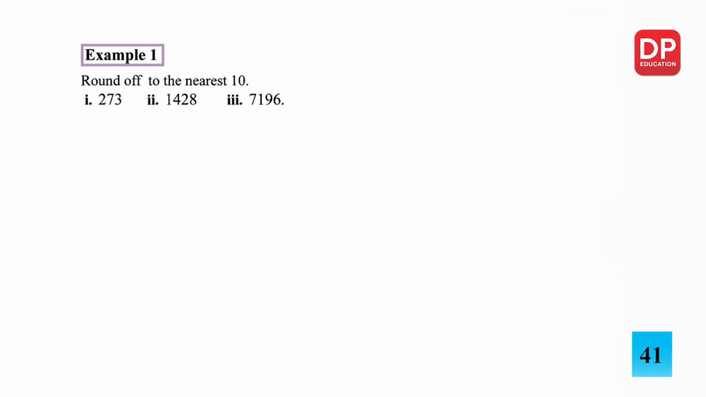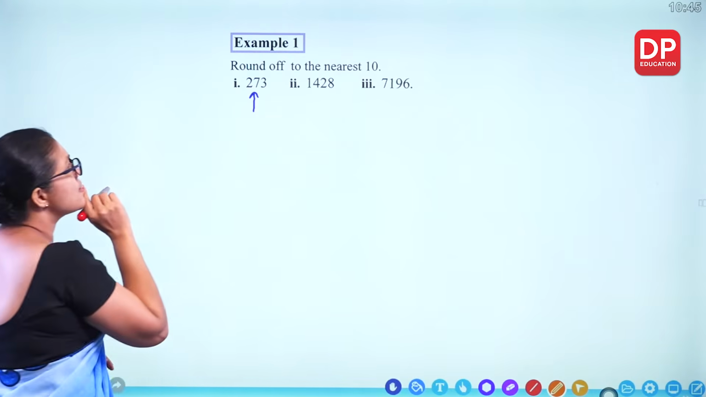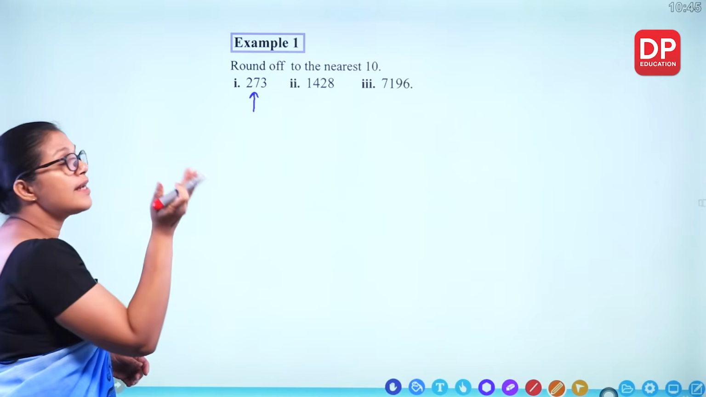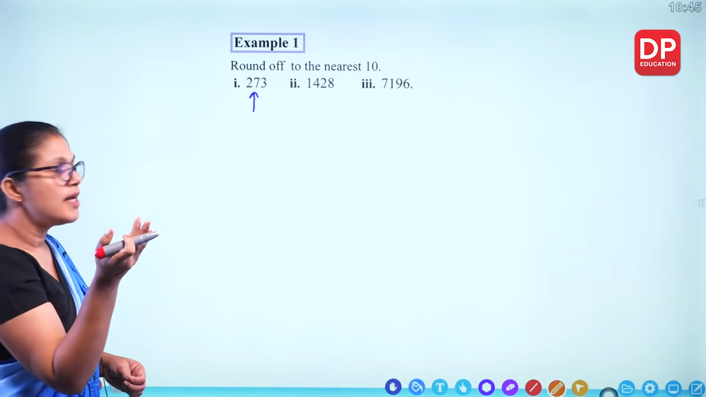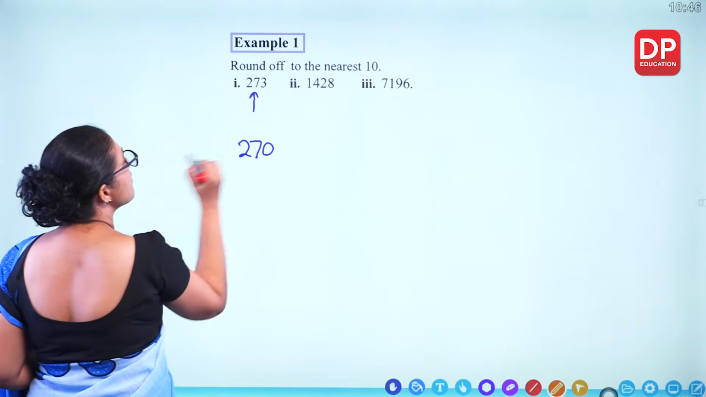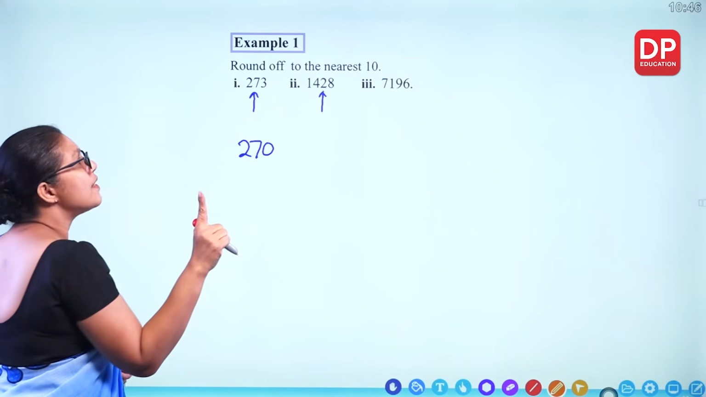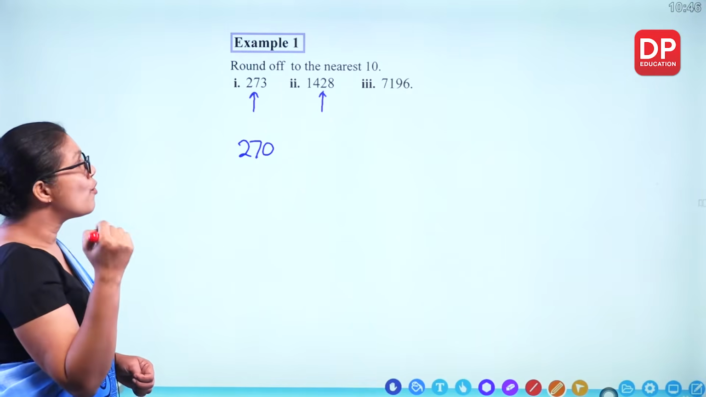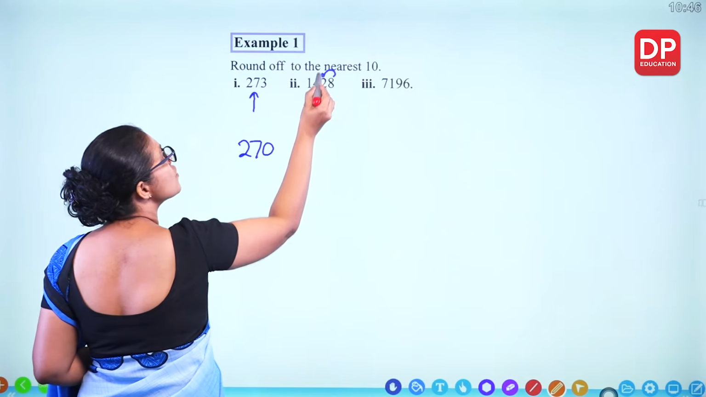Example number 1, round off to the nearest 10. So what's the method when you are rounding? Draw an arrow where you need to round. So this is the tens place. Check the next number, the right hand side number. If it's less than 5, you don't add 1, you put 0. So 270. Tens place, this is the number. The number to the right is 8 now. More than 5, that means you have to add 1 to the digit.